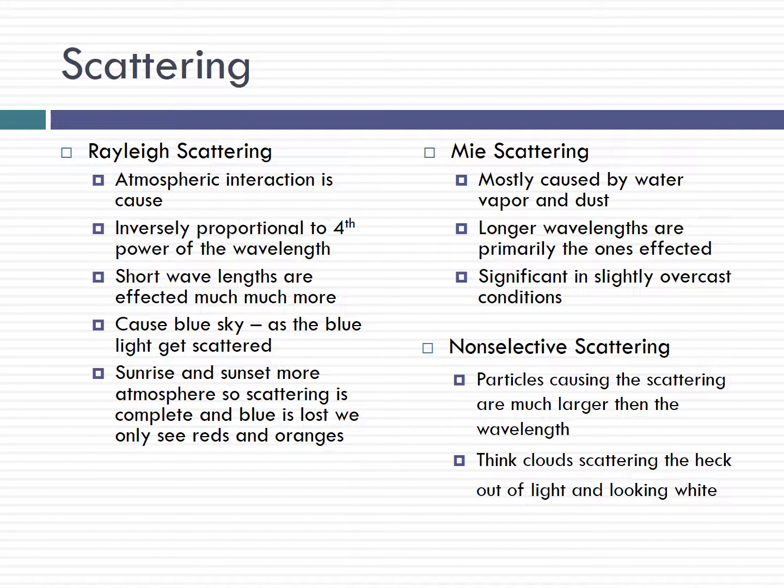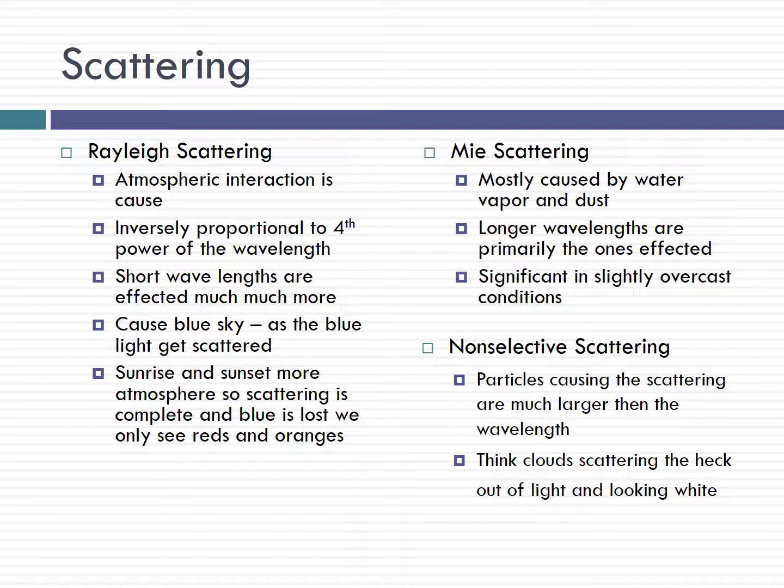Next, we'll talk about Mie scattering. It's mostly caused by water vapor and dust, and the longer wavelengths are primarily the ones that cause this effect. And it is significant in slightly overcast conditions.